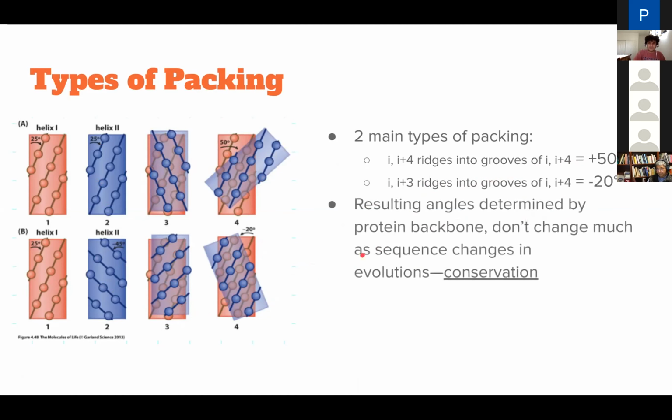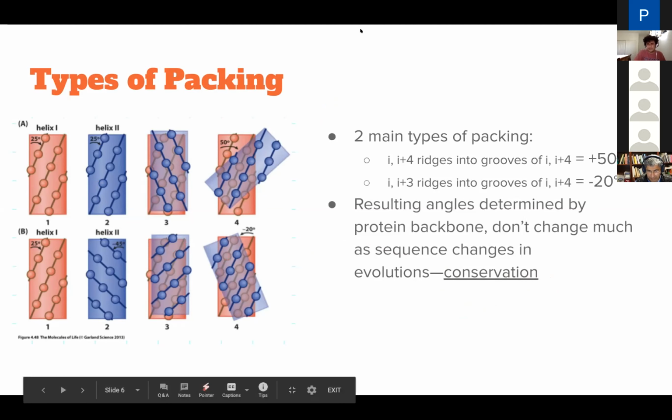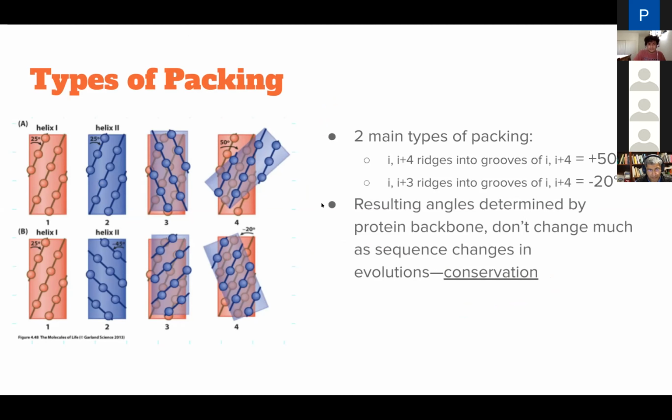But just a note, these resulting angles, even though the protein sequence may change over time, we find that these angles stay relatively consistent when we measure them in proteins. That's an example of conservation, which I believe you'll be going over in a couple lectures or so. But that's all I had.